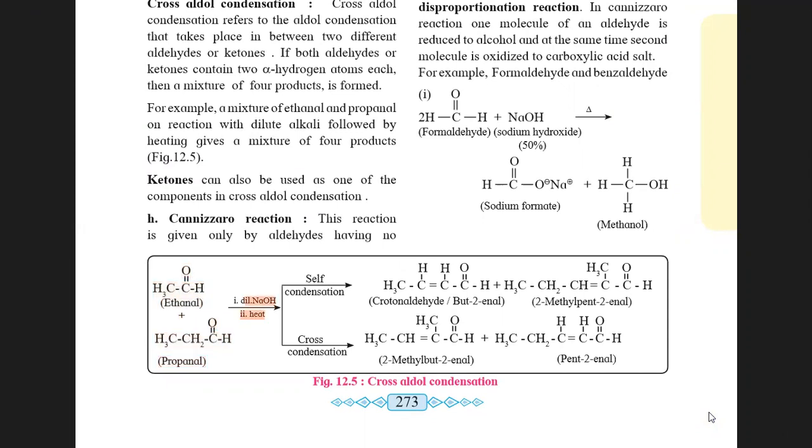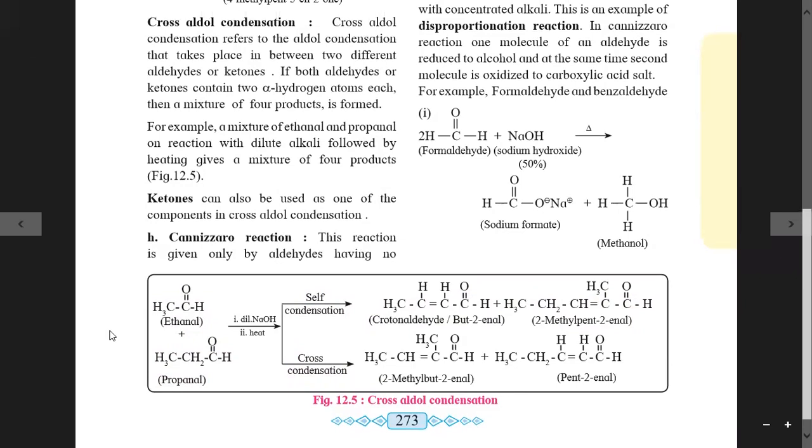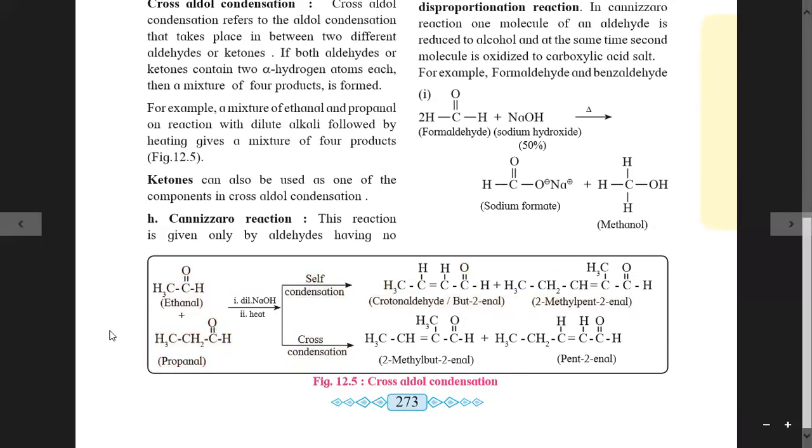When treated with dilute NaOH followed by heating, it undergoes a reaction between two similar molecules, that is called a self aldol condensation. It gives the products but-2-enol and 2-methyl pent-2-enol. So these are the self aldol condensation products, meaning two molecules of ethanol or two molecules of propanol react and give these products after elimination of a water molecule.